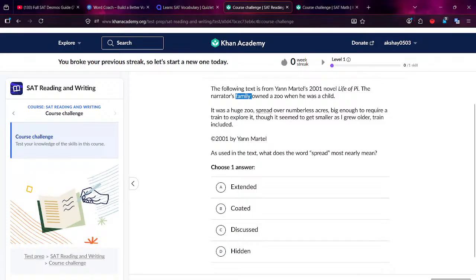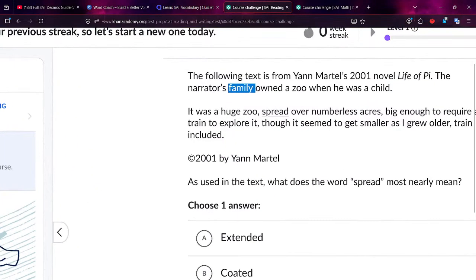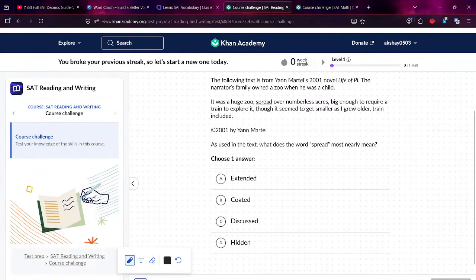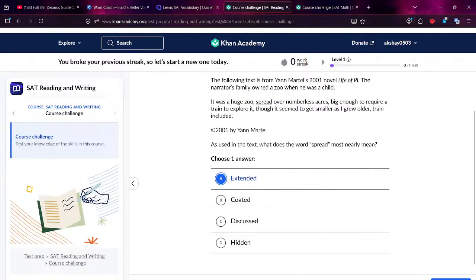Okay. So the following text is from Yann Martel's 2001 novel, Life of Pi. The narrator's family owned a zoo when he was a child. It was a huge zoo spread over numberless acres, big enough to require a train to explore it, though it seemed to get smaller as I grew older, a train included. What does the word spread most clearly mean? It was a huge zoo spread over numberless acres. So it's going to be not hidden, not discussed, not coded. It's extended, right? It's extended over multiple acres. So we're gonna choose A, extended.